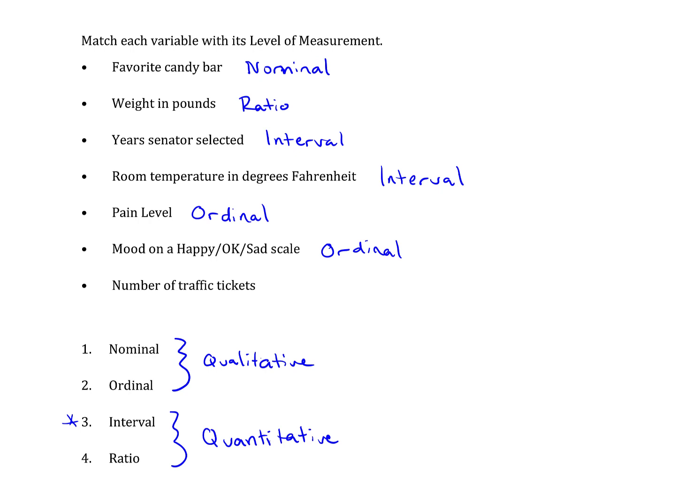A number of traffic tickets. A number of traffic tickets, that's going to be a count of something. And counts, they're always going to be quantitative values. But whether it's interval or ratio, you just have to say to yourself, is it year in AD, temperature in degrees Fahrenheit or Celsius? And if not, then it is in fact ratio data.